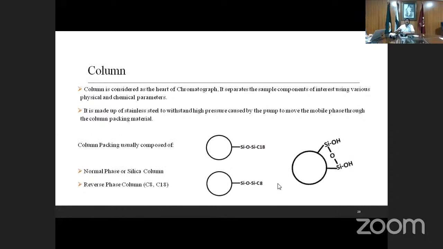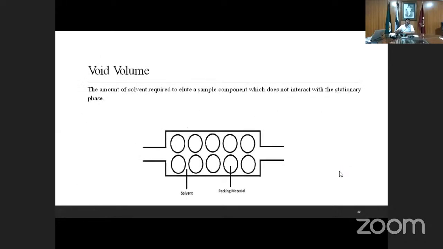Here, as we already discussed, this is silica attached with C18. This is silica derivatized again with C8. This type of column we call a C18 column. This one is a C8 column. This is the normal silica column, which we use for normal phase chromatography. Sometimes we use the wide volume: when the particles are packed in the column, the solvent surrounds this type of stationary phase, and this is called the wide volume.